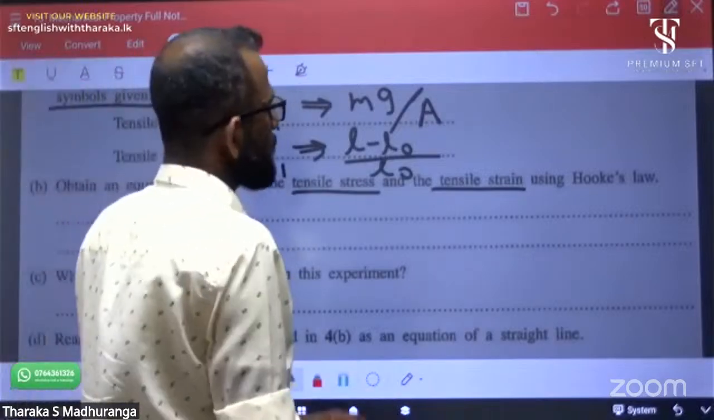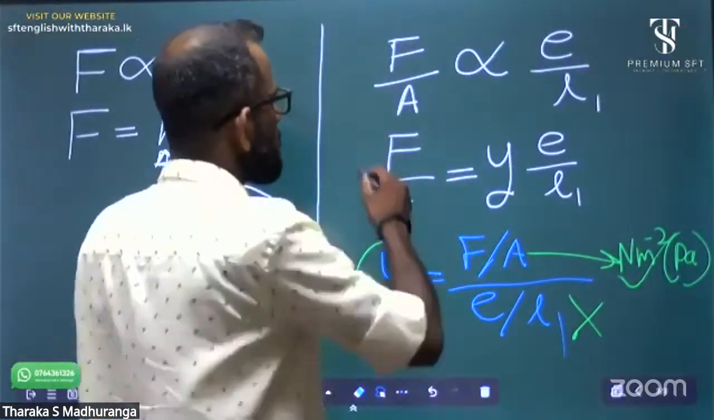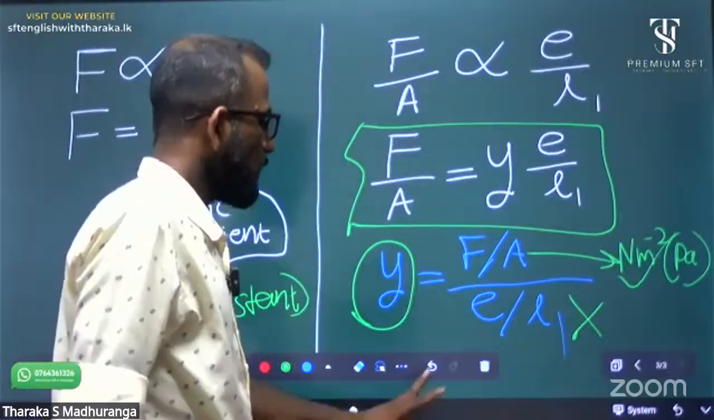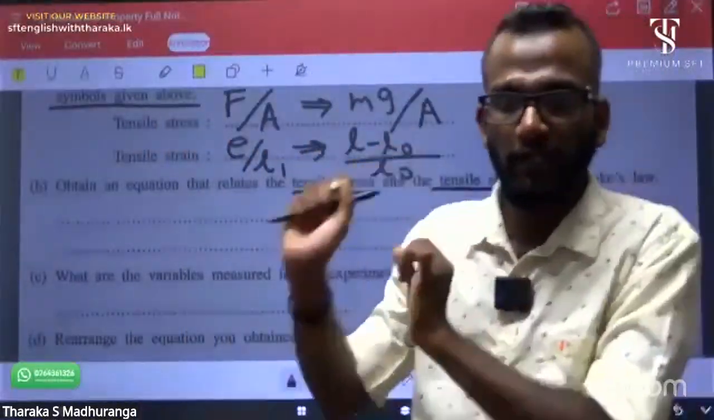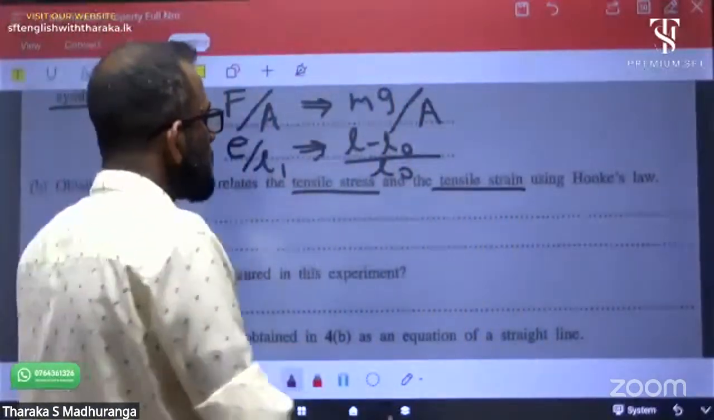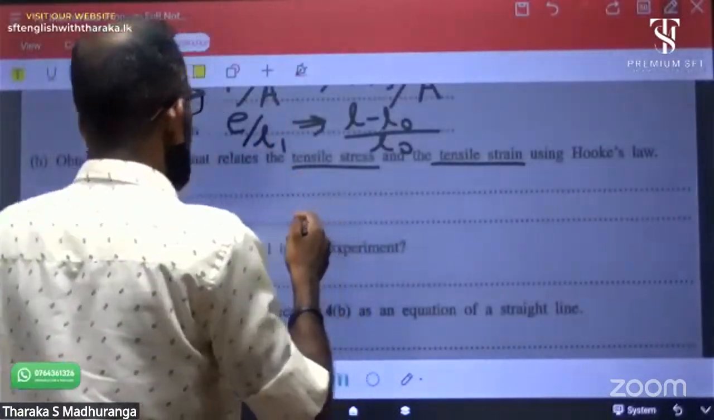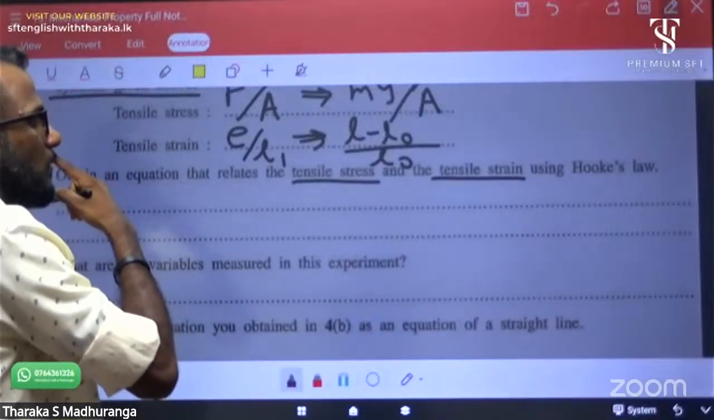This is the equation, right? Yes, this is the equation according to Hooke's law. But you have to note it down according to the symbols given in the question. Very good, you meant that. According to the symbols given in the question.